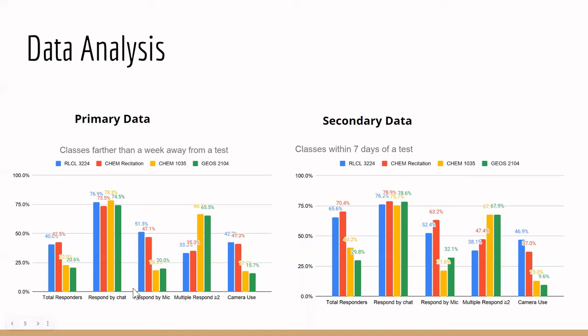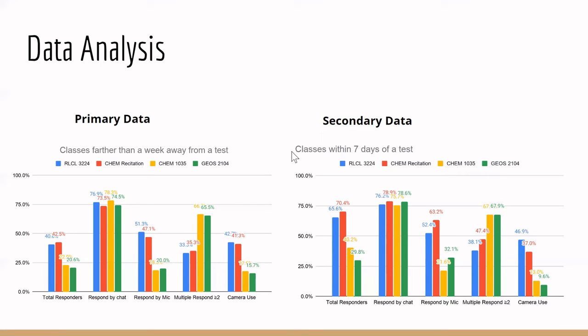Now, based on this primary set of data, overall, less than 50% of students responded in these 4 different classes. And most of these responses were in chat form. For example, around 77% of responses in RLCL were communicated through text, while only 51%, which again is people that may have talked more than once, only responded by mic. We noticed that smaller classes actually have more students with cameras on as well. We can also see that our bigger classes end up having less total responses in comparison to smaller classrooms.